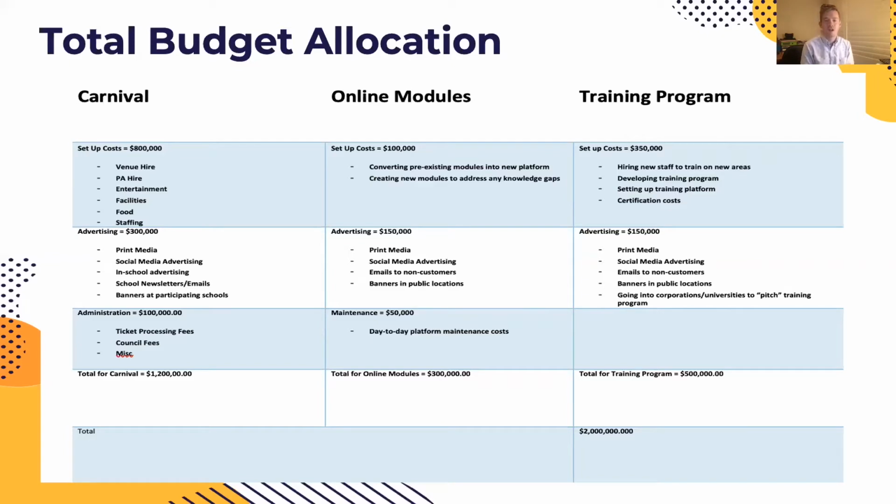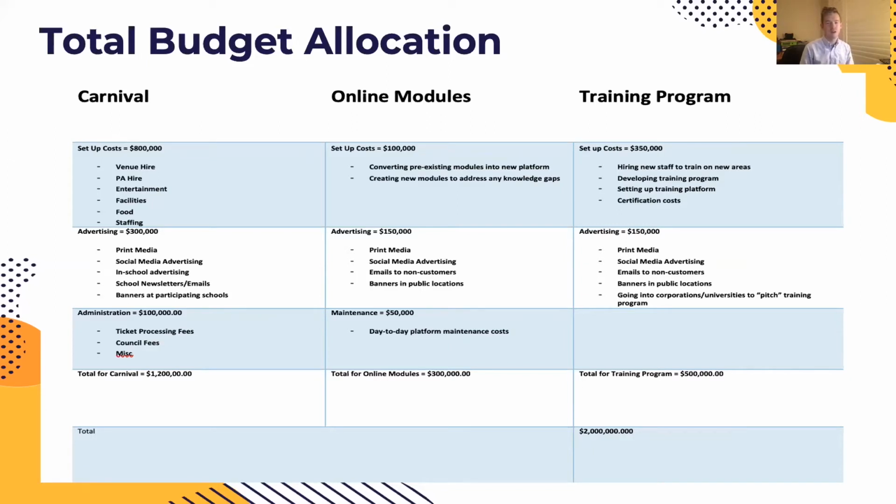As you would appreciate, we will need to put a lot of money into advertising. We will do this through print media, social media advertising, in-school advertising, the use of school newsletters and emails, as well as banners at participating schools. It's going to be important to really get the word out there for these carnivals so that the most amount of students are reached. And lastly, we've allocated about $100,000 in ad hoc administration fees that will likely occur as a result of the carnival.